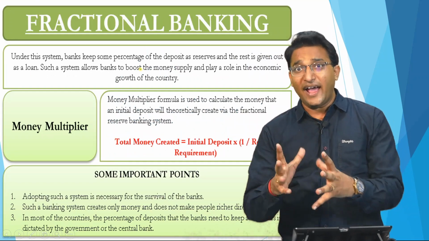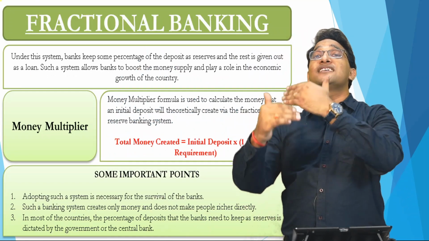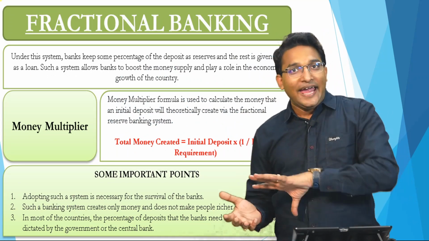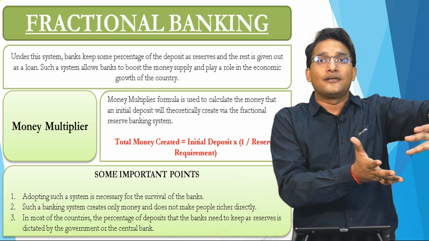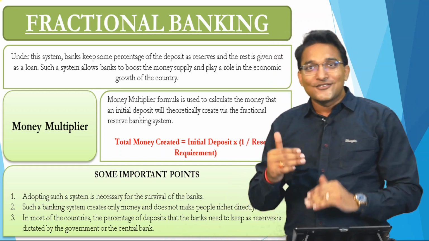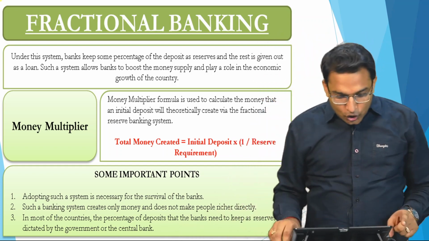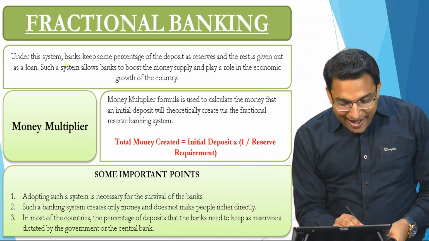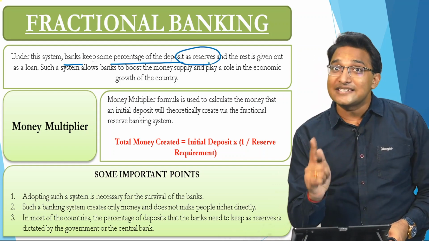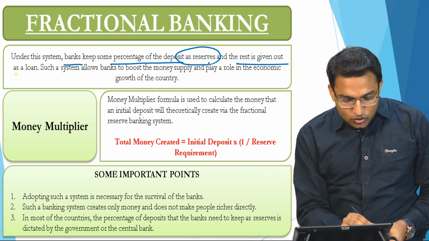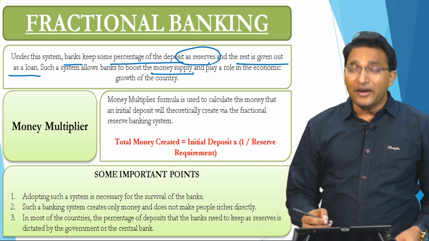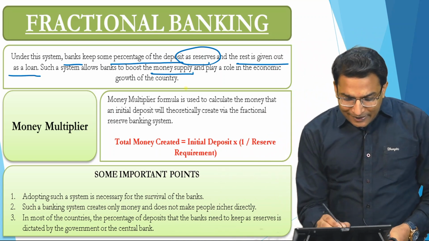Now, fractional banking. The entire system that we just discussed, whereby the bank keeps a certain percentage of deposit with itself and lends back the rest of the amount, is called fractional banking. So this question belongs to fractional banking. The bank keeps some percentage of the deposit as reserve, meaning CRR and SLR, and the rest is given out as a loan. Such a system allows banks to boost the money supply and play an important role in the economic growth of the country.